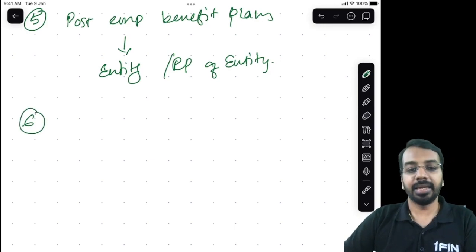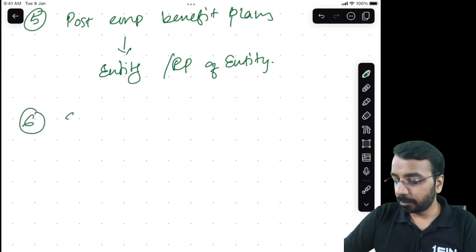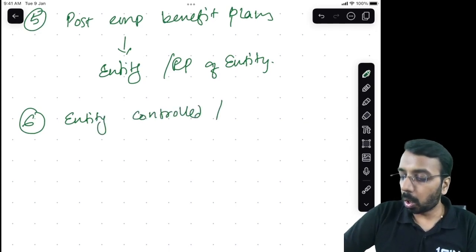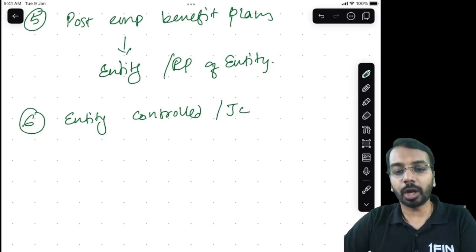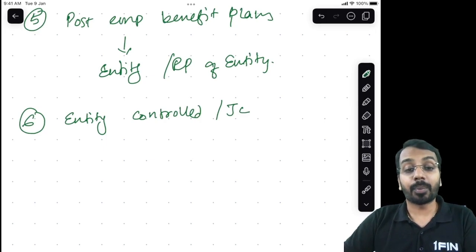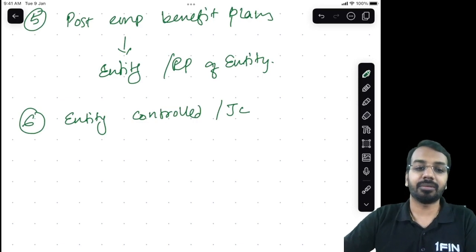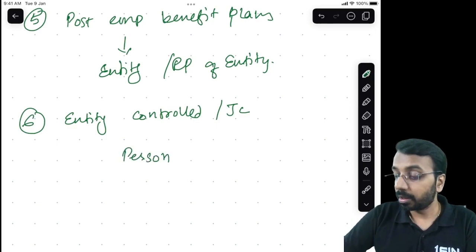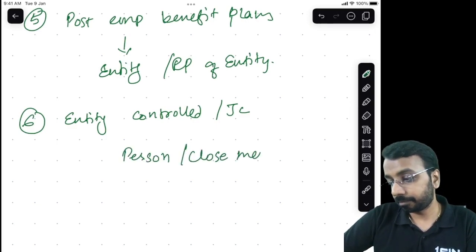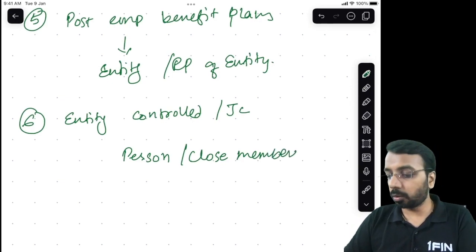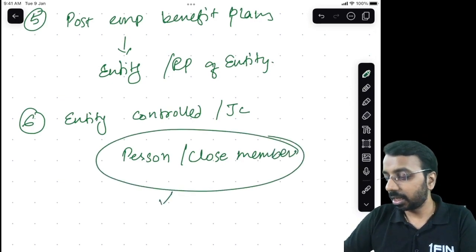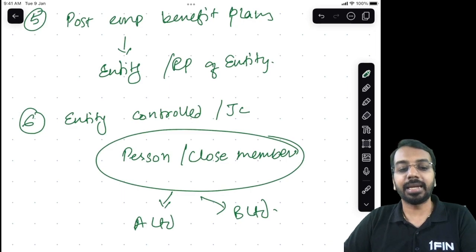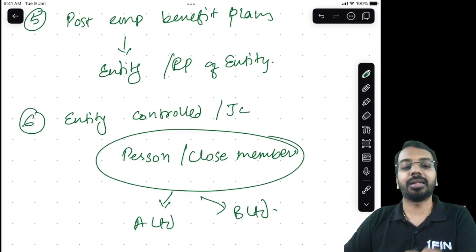Then the sixth category is: the entity is either controlled or jointly controlled by a person, which we have identified previously. Now who is that person? The person or the close member. If these control, let us say, A Limited, and at the same time they also control B Limited, then A Limited and B Limited are related parties.